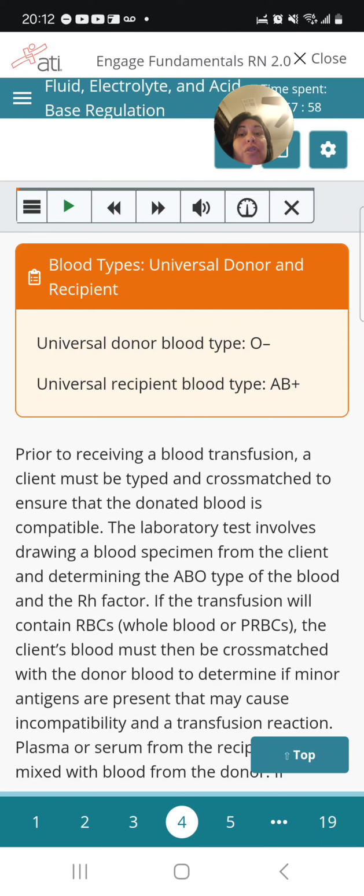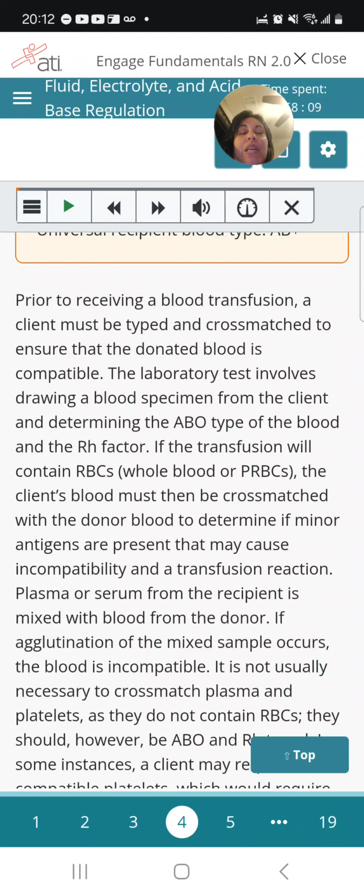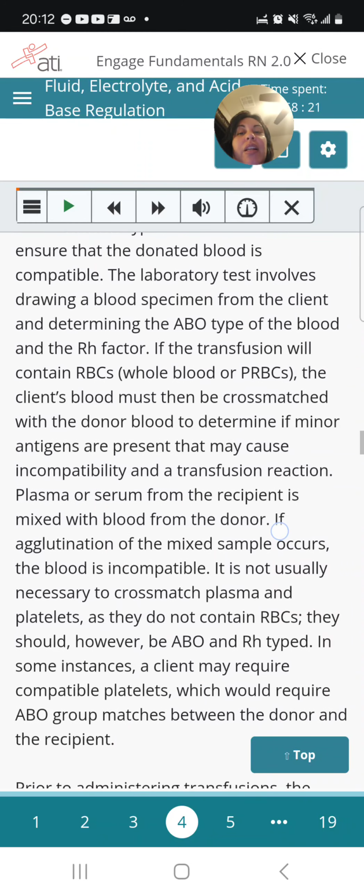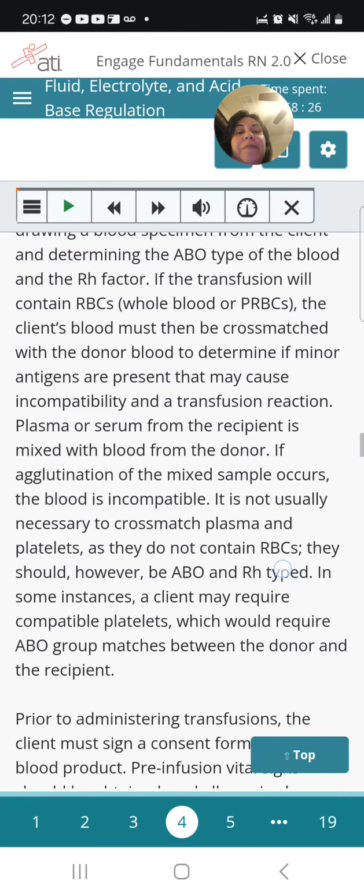The universal donor blood type is O negative. The universal recipient blood type is AB positive. Prior to receiving a blood transfusion, a client must be typed and cross-matched to ensure that the donated blood is compatible. The laboratory test involves drawing a blood specimen from the client and determining the ABO type of blood and Rh factor.